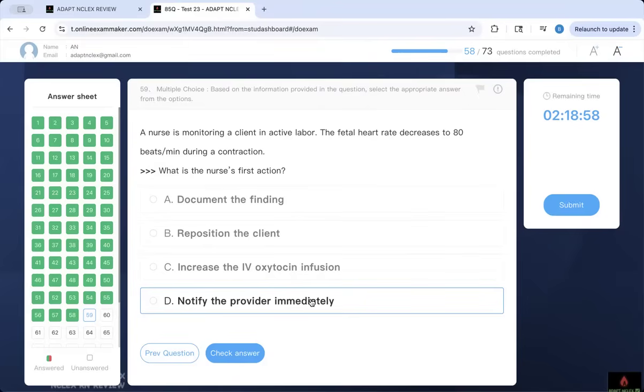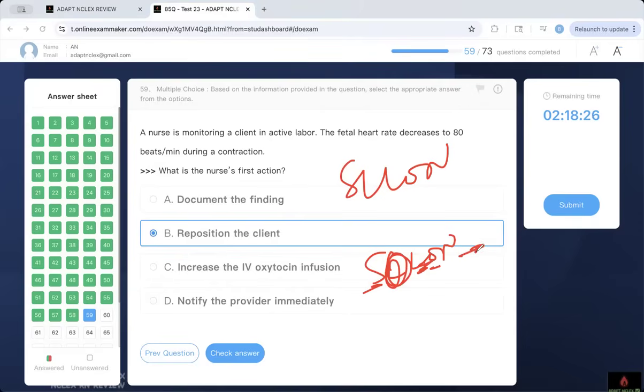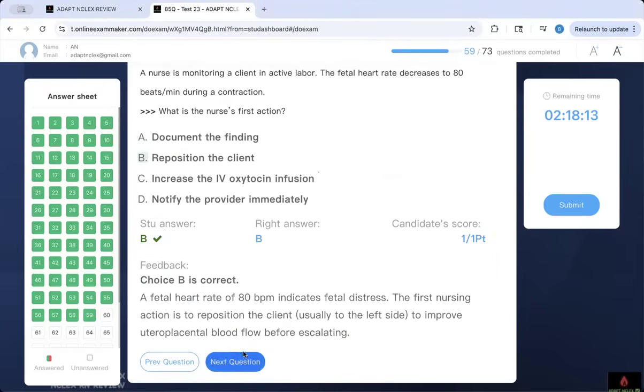If I see deceleration, positioning always works, whether left lateral, knee to chest position, or stopping Pitocin. They say increase, therefore I'm not going to pick that one. Before I do that, I need to do something. You already know it's always S-LION, right? Stop the Pitocin, do some positioning, IV fluid, oxygen, before you notify the provider. It's not normal, so don't just document it. Pitocin needs to be stopped. Notify the provider last. Therefore, positioning is the best.